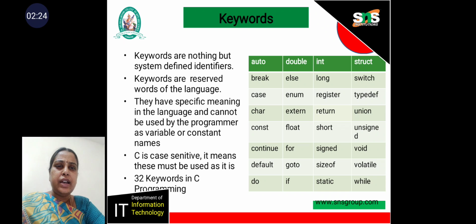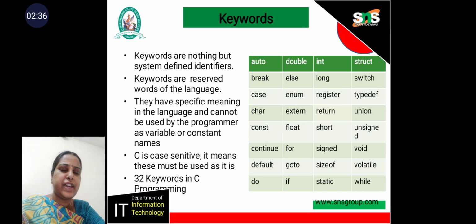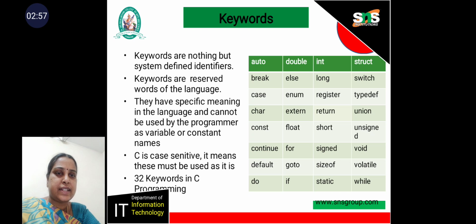Next, keywords. Keywords are nothing but system-defined identifiers. Keywords are reserved words of the language. They have specific meaning in the language and cannot be used by the programmer as variable or constant names. C is case sensitive. It means these words are used as they are. 32 keywords are used in the C programming language. Some of the keywords are auto, double, int, struct, break, else, long, switch, etc.